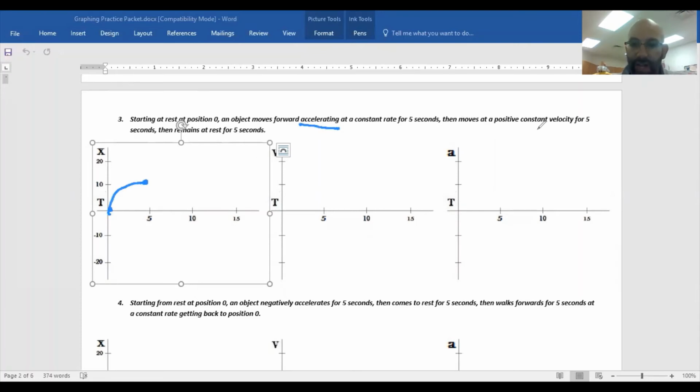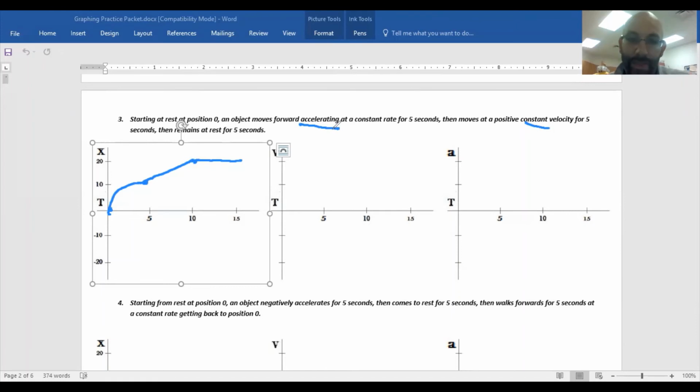All right, then our velocity becomes constant. So now we're still going to have a slope, but now that slope is not going to change, so it's a linear line. And then it comes to a stop, so then our position doesn't change for the last 5 seconds, it flattens out. So this first part is a changing velocity, that's acceleration. This is a constant velocity, this linear line here, and then flatten out, that's at rest.